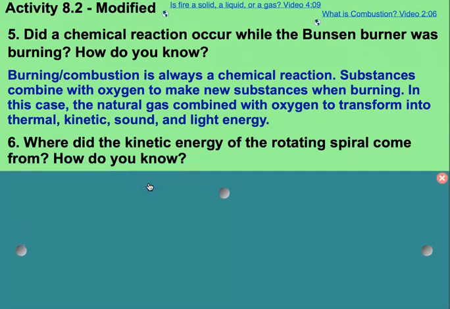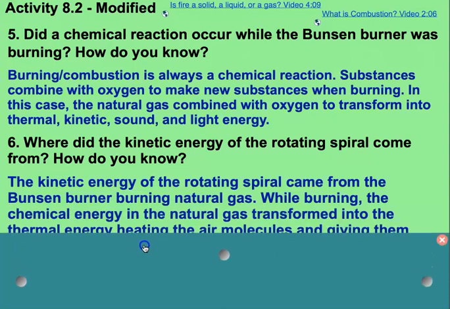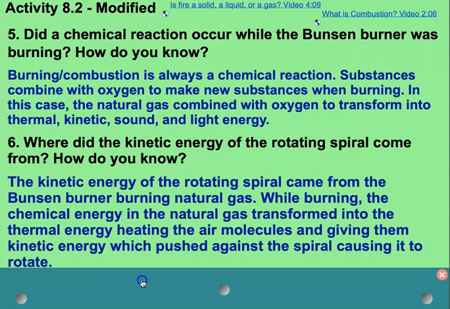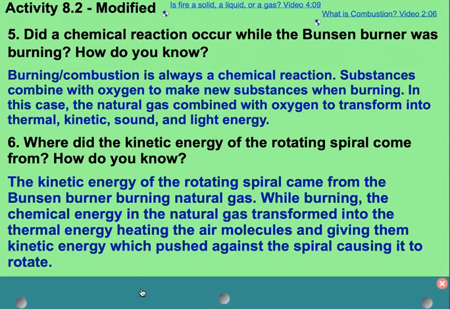So where did the kinetic energy of the rotating spiral come from? How do we know? Well, the kinetic energy of the rotating spiral came from the Bunsen burner burning natural gas. While burning, the chemical energy in the natural gas transformed or converted into thermal energy, heating the air molecules and giving them kinetic energy. And remember from previous experiments, hot air rises. And as the hot air is rising, it's pushing against the spiral at different points, and therefore it causes the spiral to rotate.